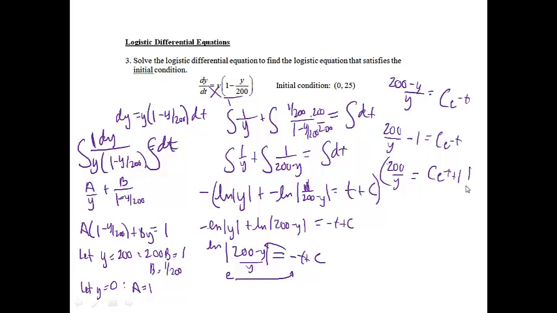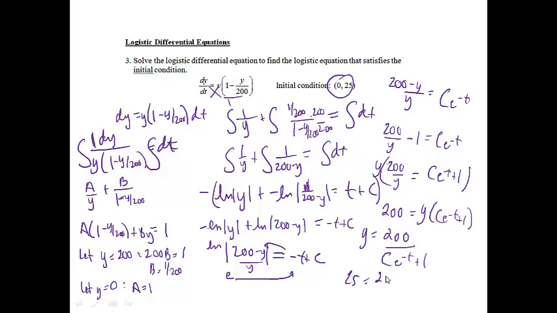And then let's multiply both sides by y. So I'll get 200 equals y times the quantity (Ce to the negative t plus 1). And then we'll divide by Ce to the negative t plus 1. So we'll get y equals 200 over (Ce to the negative t plus 1). And then we're going to use the initial condition (0, 25). So y is equal to 25, and the e term will equal 1 since t is 0, which would give me C plus 1. So if I cross multiply, I will now have 200.